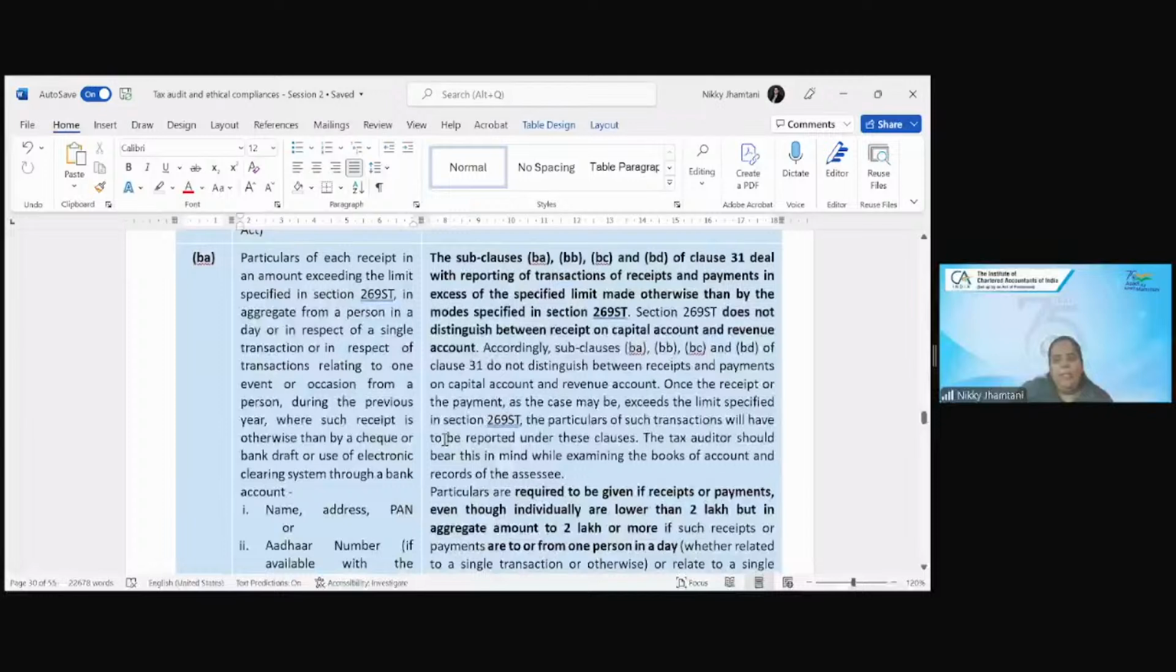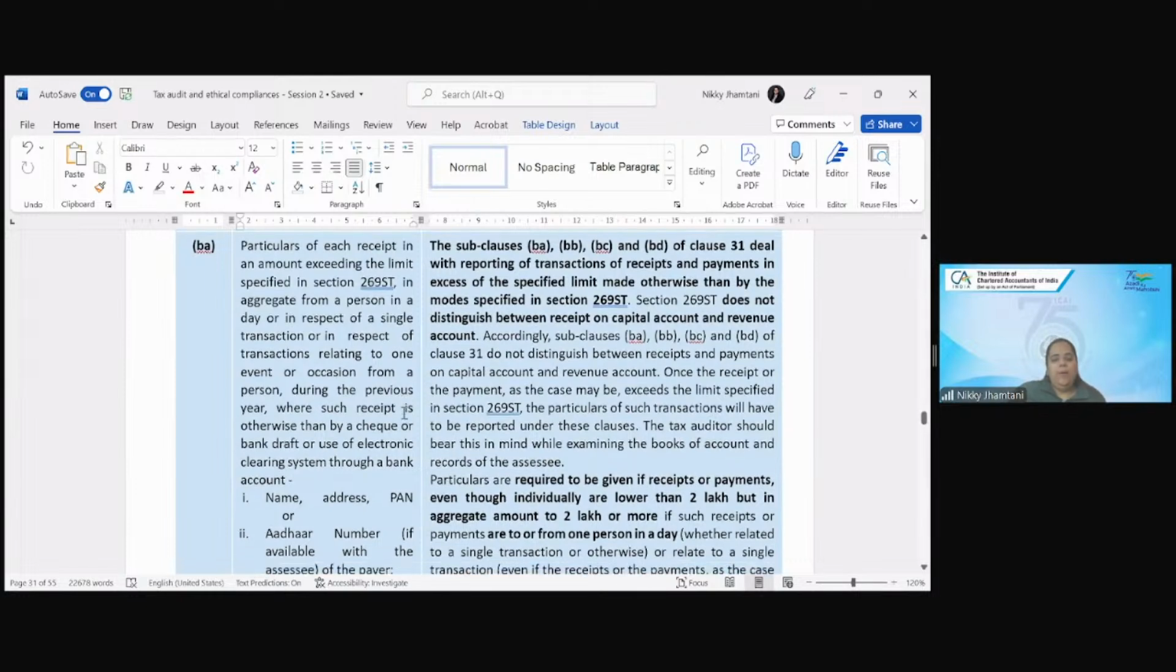Then 269 ST. So 269 ST भी similar clause ही है. वहाँ पे 269 SS deals with acceptance. 269 ST deals with cash payments during a single day. So particulars of each receipt in an amount exceeding the limit specified in section 269 ST in aggregate from a person in a day or in respect of a single transaction or in respect of transactions relating to one event or occasion from a person during the previous year where such receipt is otherwise done by account payee check or draft or use of ECS through a bank account.